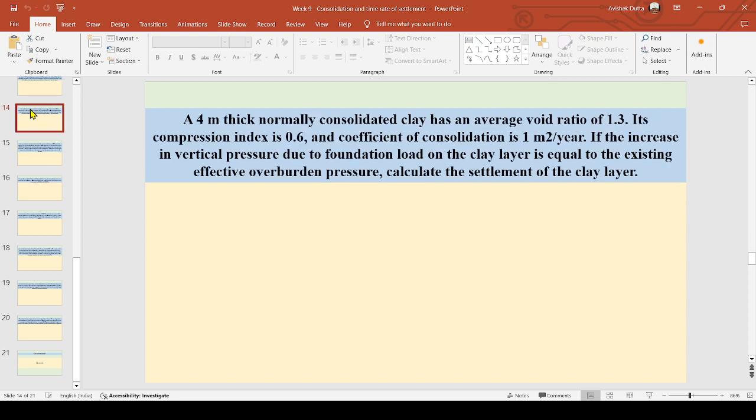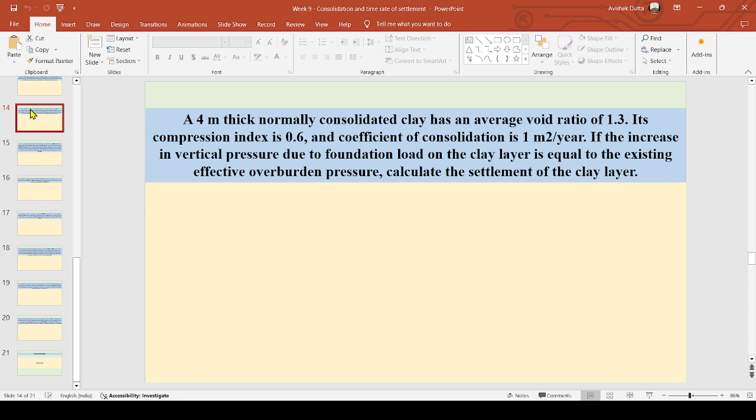A 4 meter thick normally consolidated clay has an average void ratio of 1.3. Its compression index is 0.6 and coefficient of consolidation is 1 meter square per year. If the increase in vertical pressure due to foundation load on the clay layer is equal to existing effective overburden pressure, calculate the settlement of the clay layer. What does it mean? The soil has a thickness of 4 meter and the average void ratio is 1.3. Compression index is 0.6 and the coefficient of consolidation is 1 meter square per year.